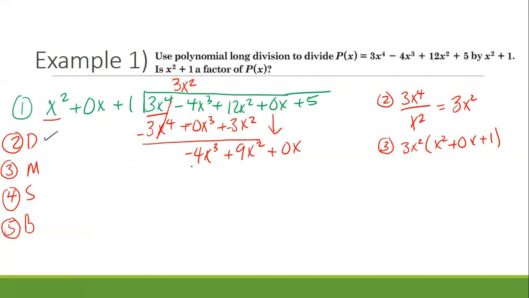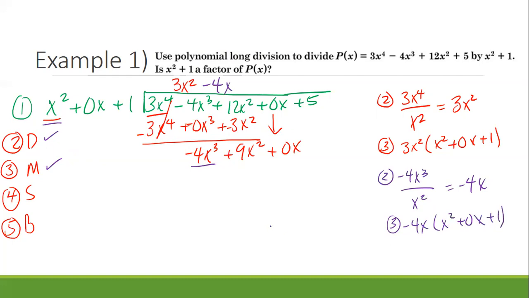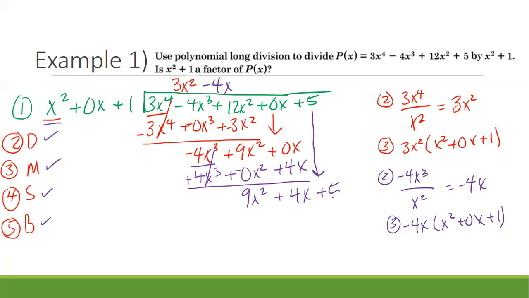So we're going to start with dividing. So we have negative 4x cubed divided by x squared equals negative 4x. Then we're going to multiply. So we have negative 4x times x squared plus 0x plus 1. That gives us negative 4x cubed plus 0x squared minus 4x. And then we're going to subtract. Subtracting means we change the signs. And that leaves us with 9x squared plus 4x. And we're going to bring down plus 5.